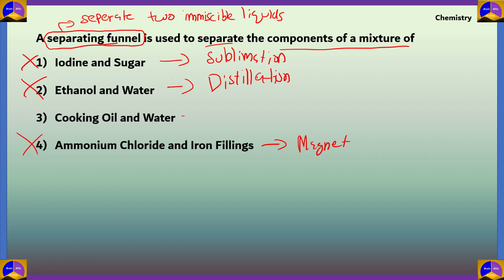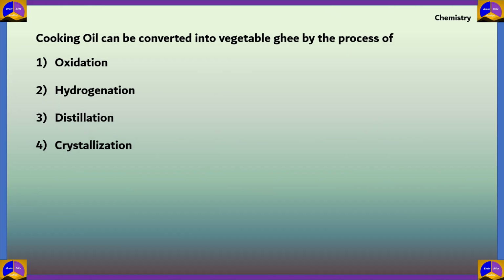The correct answer for this question is option 3, cooking oil and water. Both of them are immiscible liquids, and they are separated using a separating funnel. So that is the right answer for this question asked in the chemistry section. Let's move on to the next question.